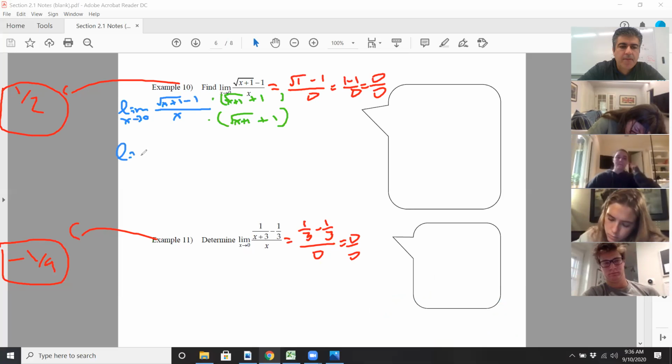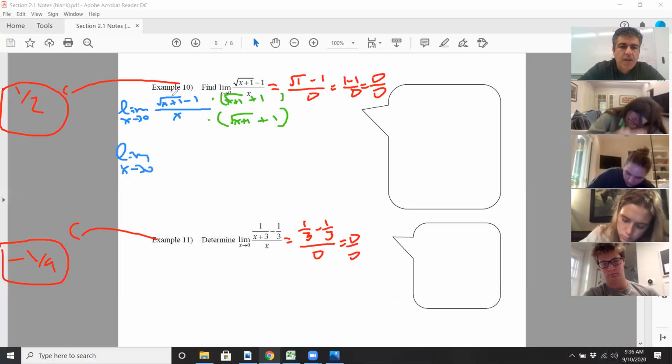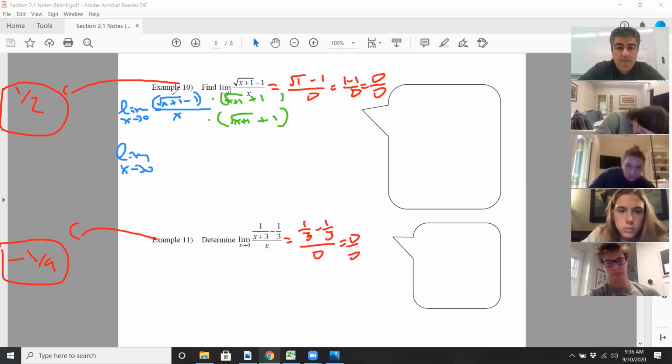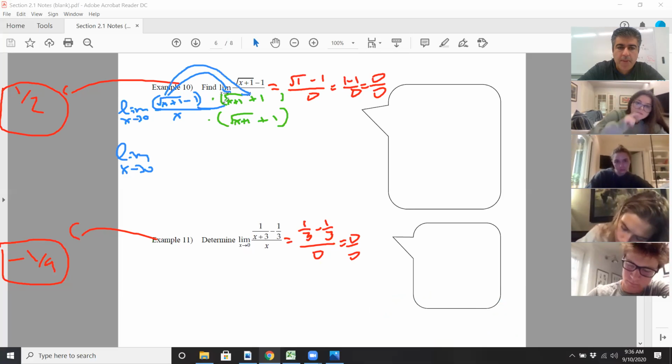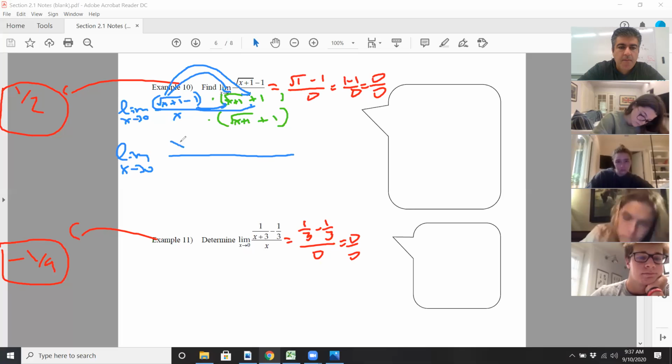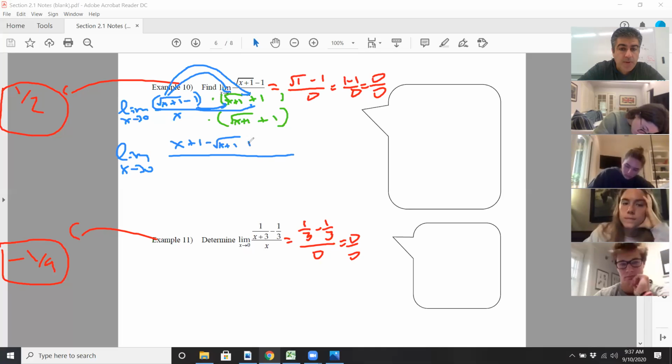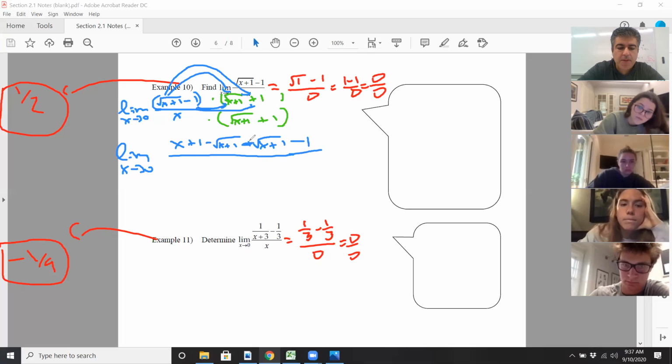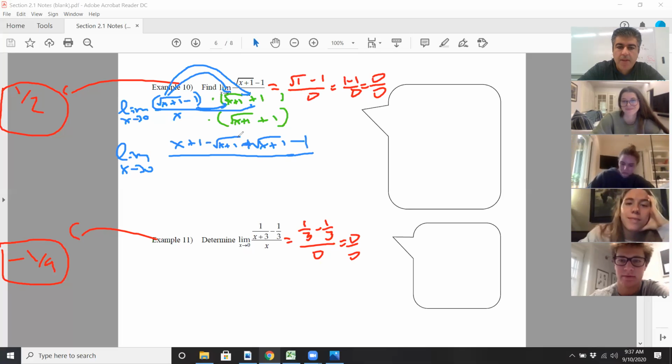So if I do that, here's what's going to happen. You have the limit as x approaches 0. If I FOIL, so there's a lot of algebra going on here, multiply this by this, that by that, that by that, that by that, what's going to happen? We have x plus 1 minus root x plus 1 plus root x plus 1, and then negative 1 times positive 1 is negative 1. What happens to the radicals now? They go away. They cancel out. That's the whole point.